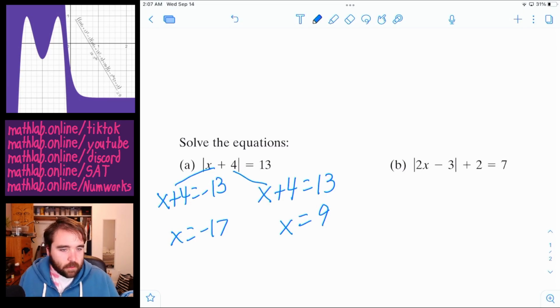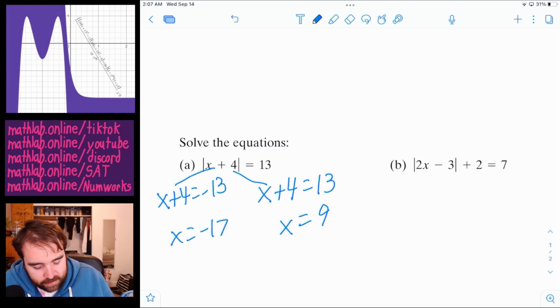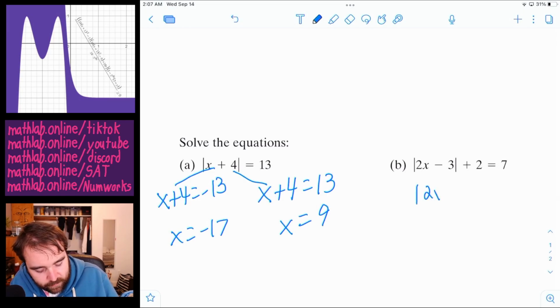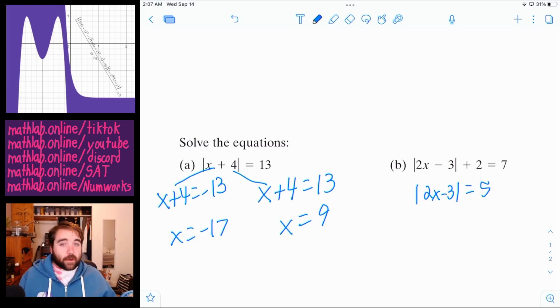And then B is a similar idea, but to get that to work, we can't just always split it up right away. The absolute value has to be by itself. So we're going to do that first. We're going to subtract the 2 first to get that the absolute value of 2x minus 3 is 5. And then we're going to split it up.